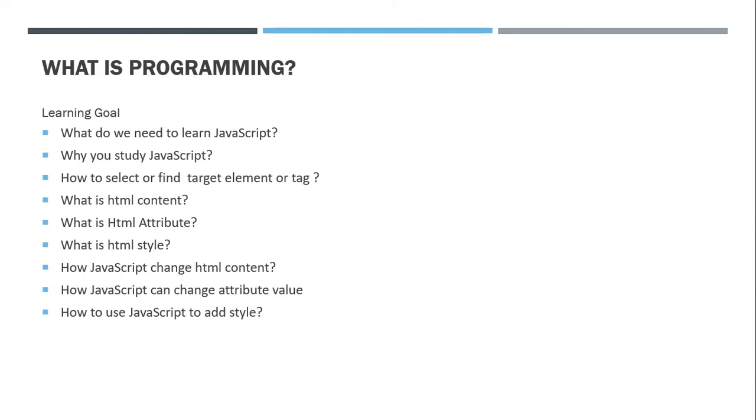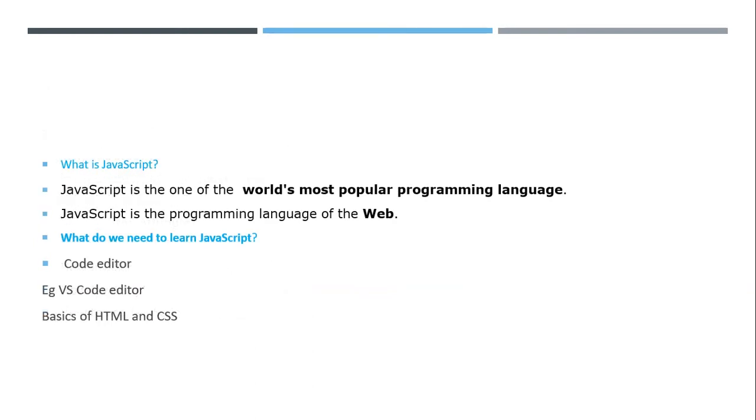Here, the goal is JavaScript can change the HTML content. What's HTML? What's content? What's HTML attributes? These are something you need to understand at the end of this lesson. As I said, the first question is what's JavaScript? Why do you need to learn JavaScript? Or why do we need to learn JavaScript is the primary goal of this lesson.